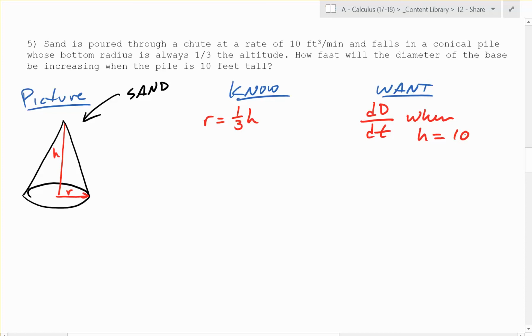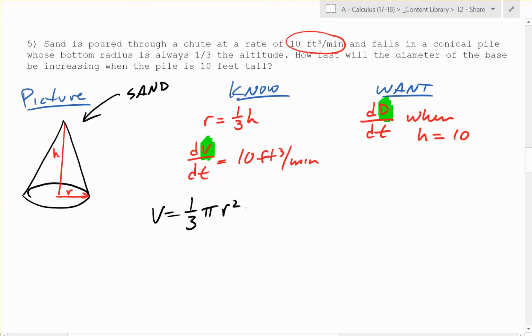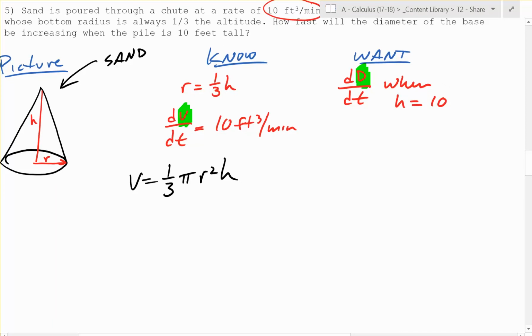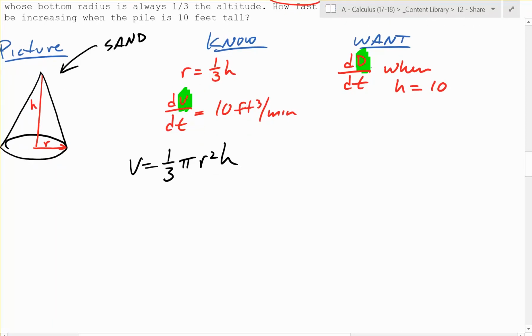So we need to link things together. We know the sand is coming in at 10 feet cubed a minute, so dV/dt is 10 feet cubed per minute. We need to link together volume and D right there. We'll do that by remembering the volume of a cone is 1/3 times pi r squared h. We haven't quite linked together volume and diameter, because diameter is not radius.